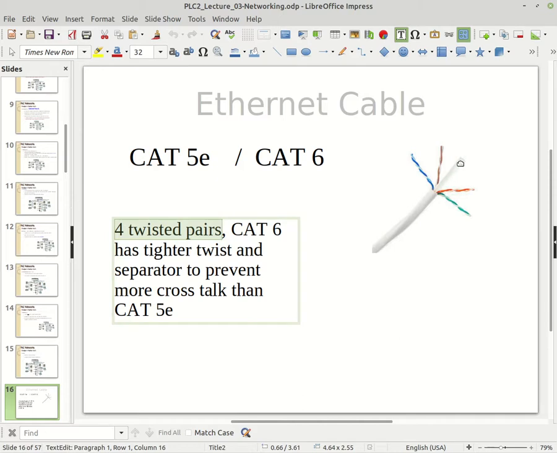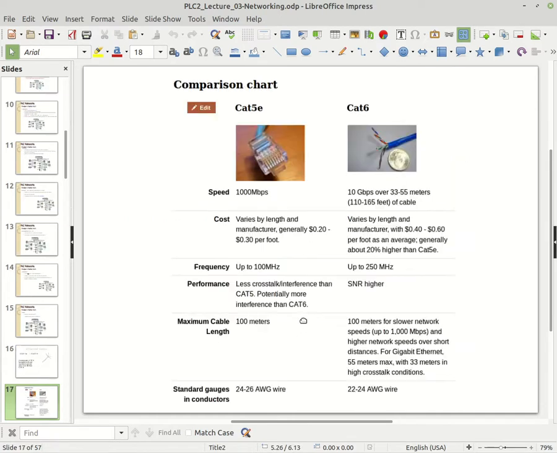They twist the pairs together to help reduce the crosstalk between those conductors. Cat6 also adds this extra insulator piece in the middle to keep the 4 pairs isolated from each other to minimize even more crosstalk. So Cat6 has this extra separator in the center of it, number one, and number two, the wires are twisted tighter, with more twists than the Cat5 cable.